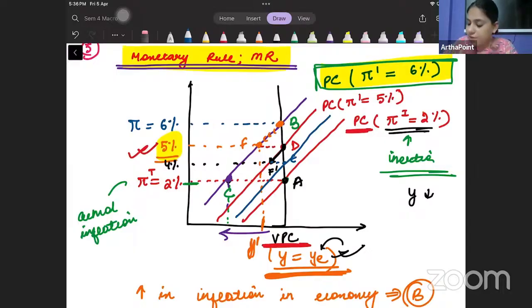Now, if I join all these points, F dash, A, if I join all these points, bache, what I will be getting is this inverse relationship, right? And this will be called the monetary rule curve of the central bank.